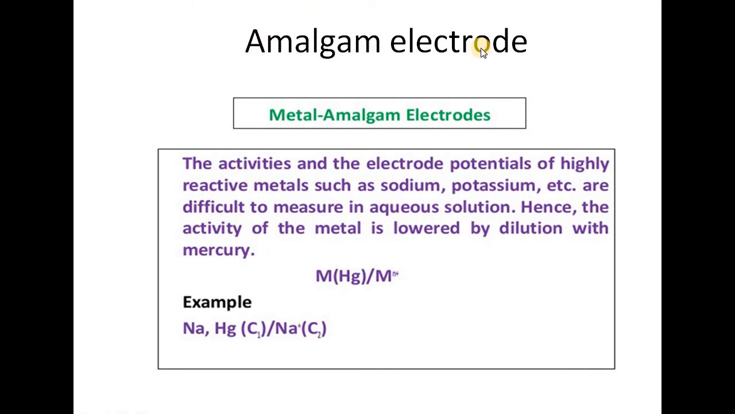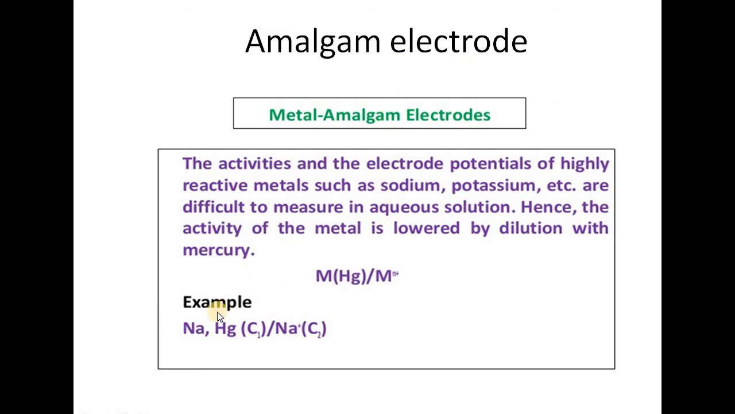Now the next one is the amalgam electrode. In the case of active metals like sodium and potassium, simple metal ion electrodes are not possible because they are easily attacked by the water in their aqueous solution. So in these cases, the activities of these electrodes are reduced by amalgamation. Such an electrode in which the metal is converted to the metal amalgam and is further in contact with the solution of its ions is known as an amalgam electrode.